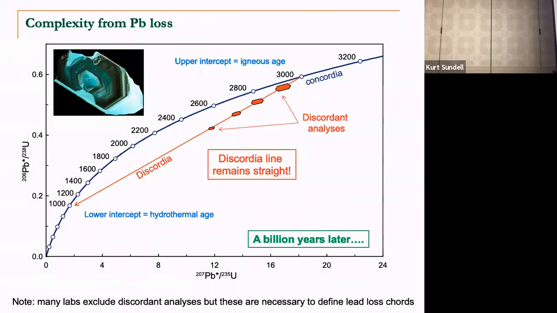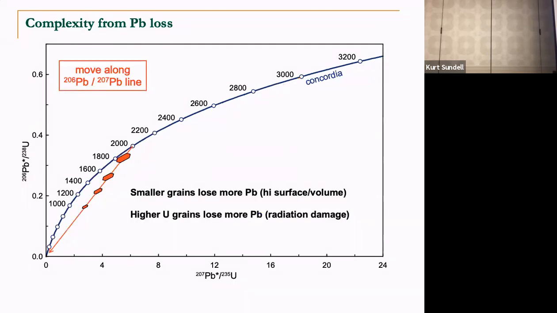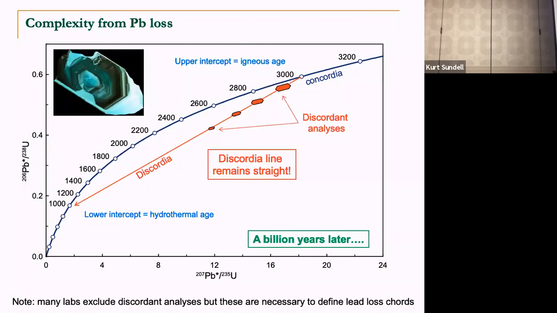Okay, so what happens if you now are a billion years later? Well, this Discordia line that we just formed here, right? We formed this Discordia line. All it's going to do is rotate up. It's going to remain completely straight. And there's a lot of power in this line. The upper intercept is going to give you the igneous age, the crystallization age of those zircons. The lower intercept is going to give you the hydrothermal age, when those fluids actually came through and flushed your system.